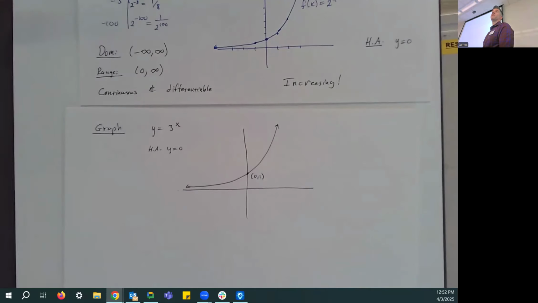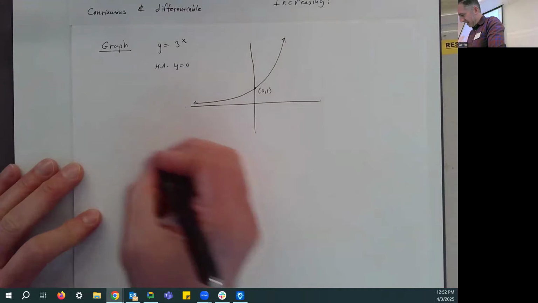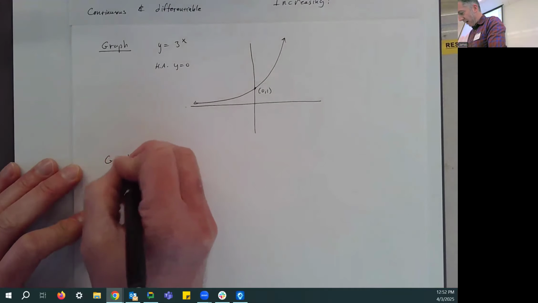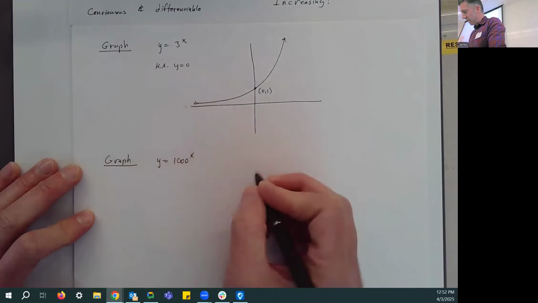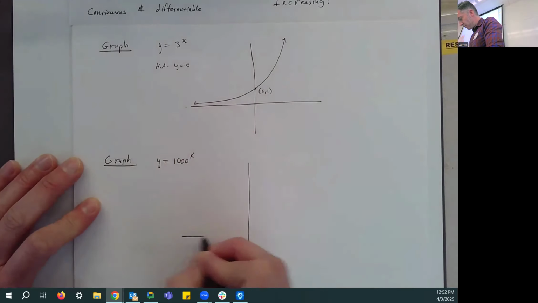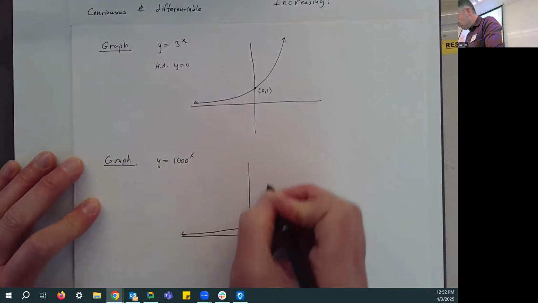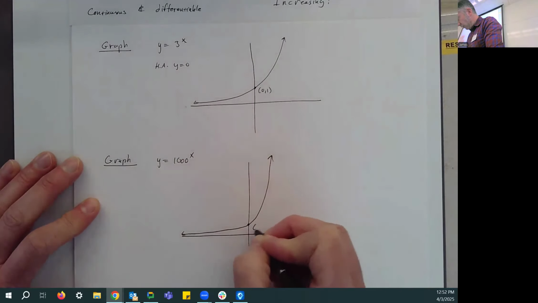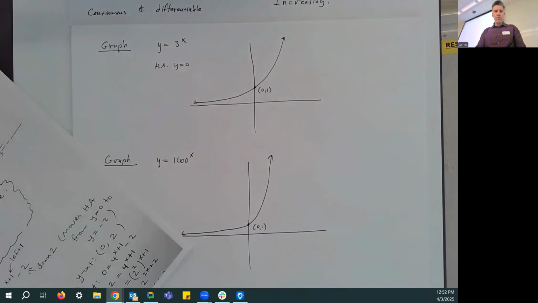So what if it was y equals 1,000 to the power of x? Well, you're going to be disappointed. If I was graphing y equal to 1,000 to the x, I might draw it slightly more steeply. The problem is if you try to graph this accurately, it's going to look really stupid. Stupid is the wrong word. It's going to look not very helpful. Here's what I mean.